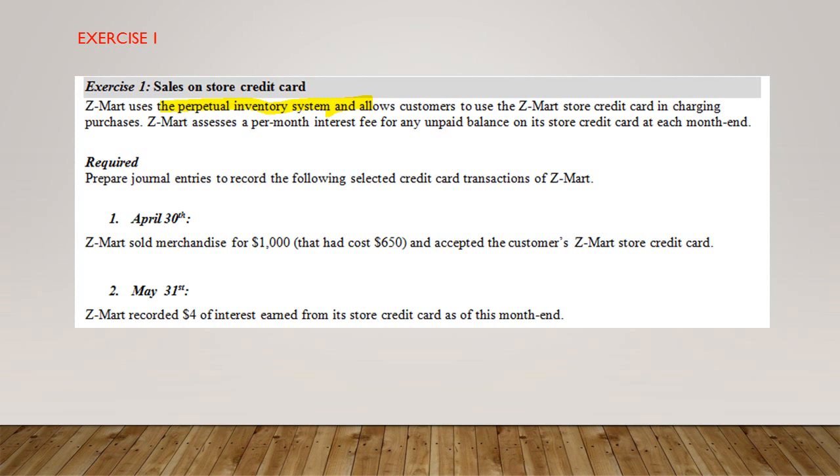Z-Mart sold merchandise for $1,000 that had cost $650 and accepted the customer's Z-Mart store credit card. Why are we having these two different numbers? Because, as stated in the exercise, Z-Mart uses a perpetual inventory system. Since the company is using a perpetual inventory system, when we have any sale transaction, we should make two entries. One entry for recording the sale, and the other entry for recording the cost of goods sold. That's why we have these two different numbers for the two entries we are going to make now.